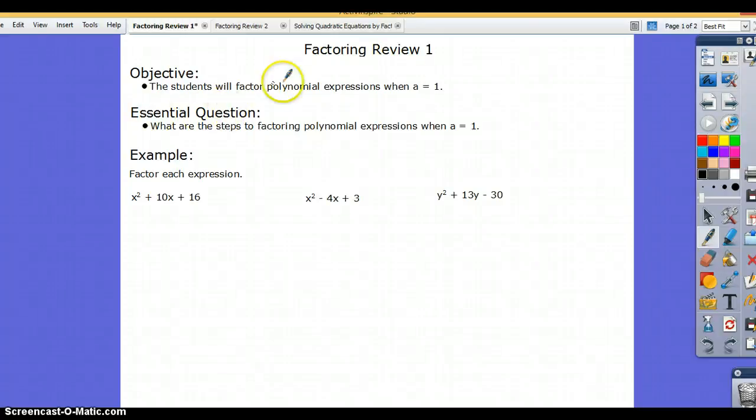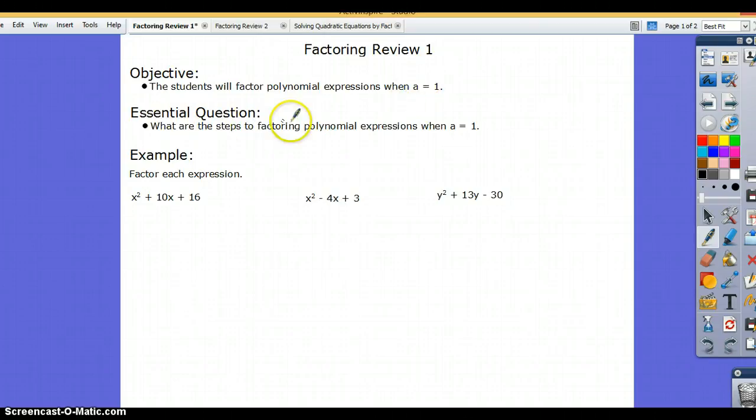Alright guys, over the next couple of days we're going to be practicing or reviewing a concept from Algebra 1 called factoring. It's going to be very important this year, not only in this unit, but when we get into rational equations and rational functions and stuff like that. Alright, so the objective is that students will factor polynomial expressions when a equals 1. So we're going to deal with the easy ones today.